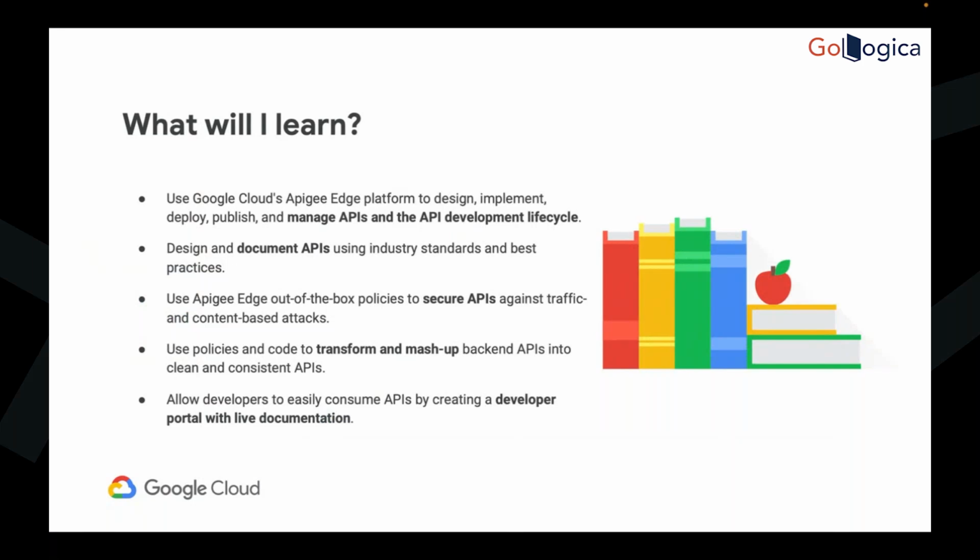Apigee is one of the few gateways with an out-of-the-box ability to do transformation and mashup. You can transform one kind of JSON to another kind of JSON, or JSON to XML, XML to JSON, and you can do the mashup. You can mash up backend APIs, call multiple backend services, combine their responses, and make it a simpler, more straightforward API response for the client. You can easily do that with Apigee. All these things we will cover, we will see the topics, and we will go through the labs also.